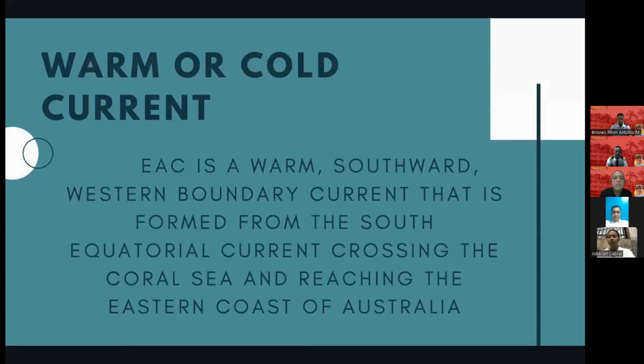Warm or cold current. The East Australian Current is a warm, southward western boundary current that is formed from the south equatorial current crossing the Coral Sea and reaching the eastern coast of Australia.